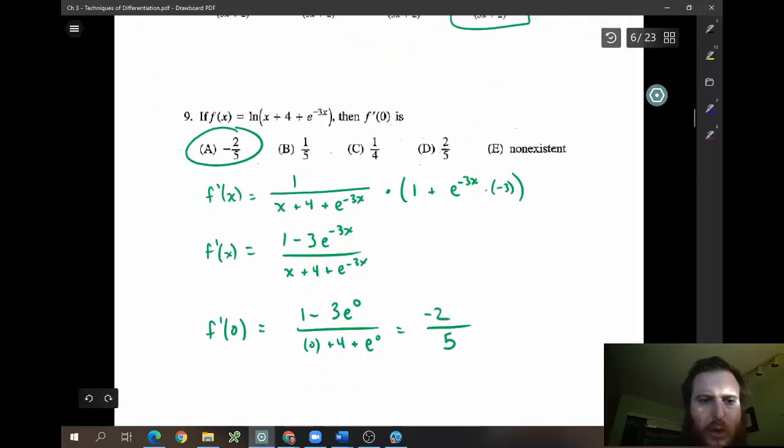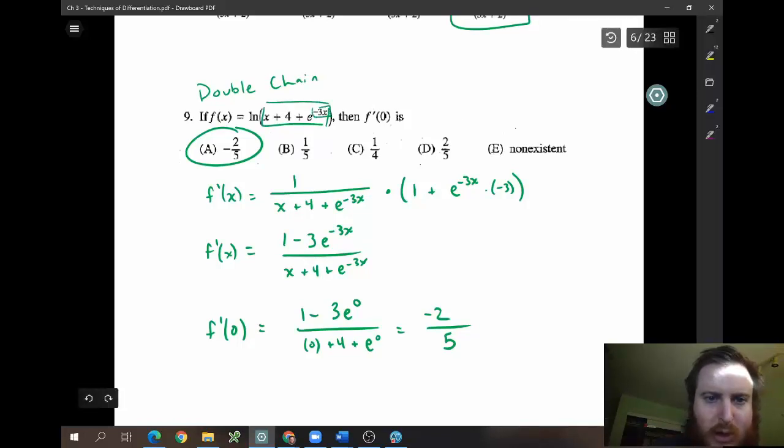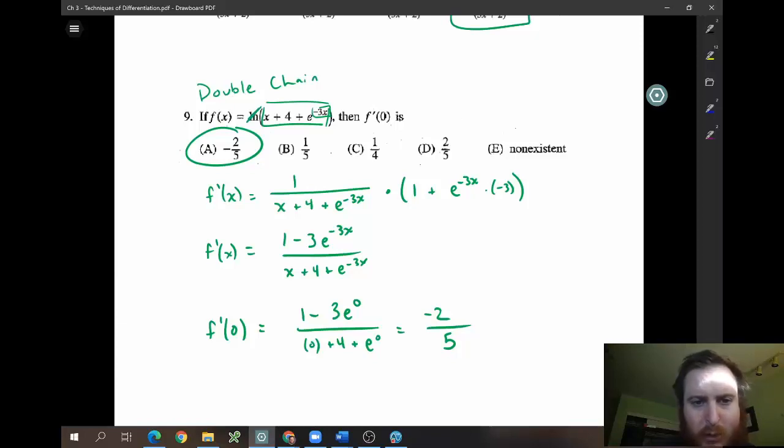After that, we have a chain rule. And this actually has kind of a double chain, I guess. The reason it has a double chain is it's the ln of something, but then within that, we have e to the something. So when we do the first chain, the very outside term is the ln. So we're going to cross out the ln and do 1 over x plus 4 plus e to the negative 3x, then times the derivative of the inside. The derivative of x is 1, plus the 4 goes to 0, plus e to the negative 3x's derivative will be e to the negative 3x times negative 3.